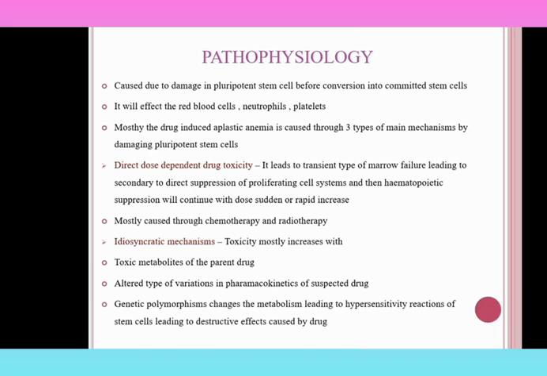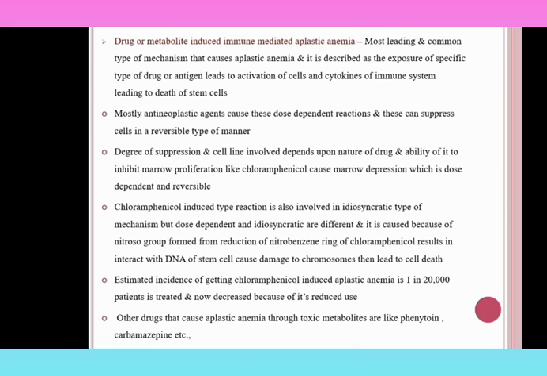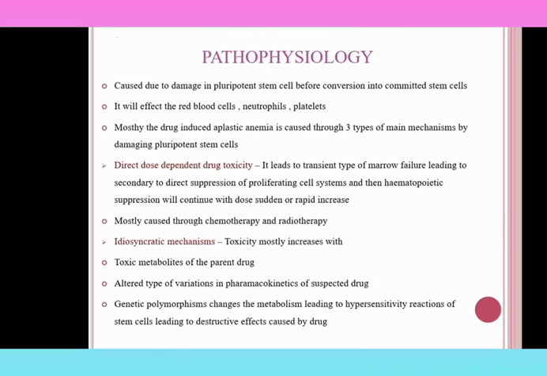Mostly, the pathophysiology of drug-induced aplastic anemia is caused through three main mechanisms of damaging these pluripotent stem cells. One is direct dose-dependent drug toxicity, the second is idiosyncratic mechanisms, and the third is drug or metabolite-induced immune-mediated aplastic anemia. So we will see them in depth.